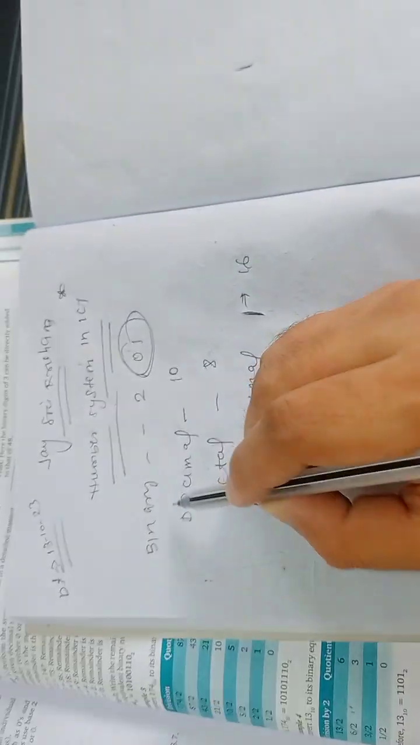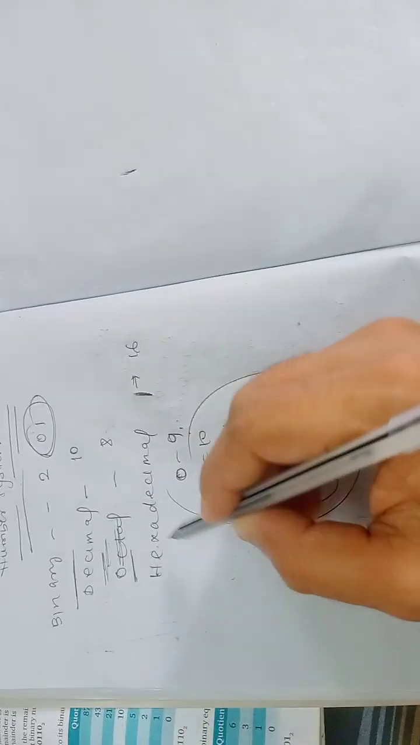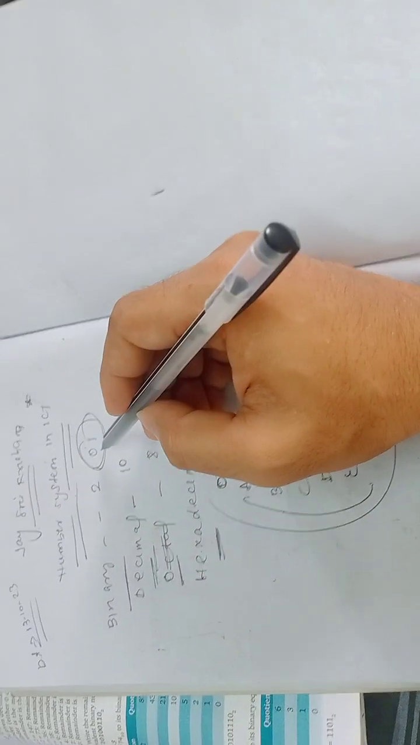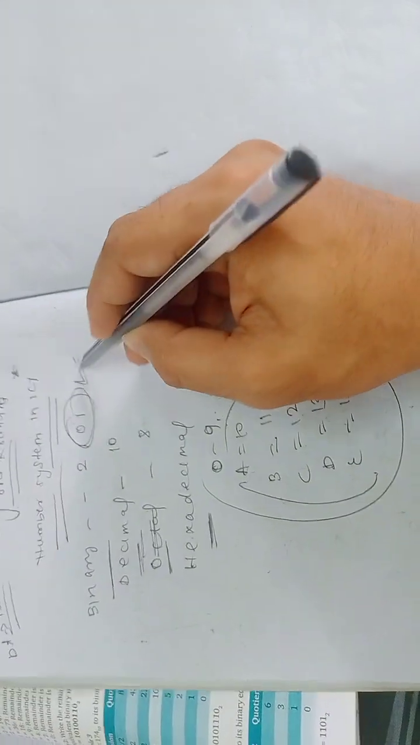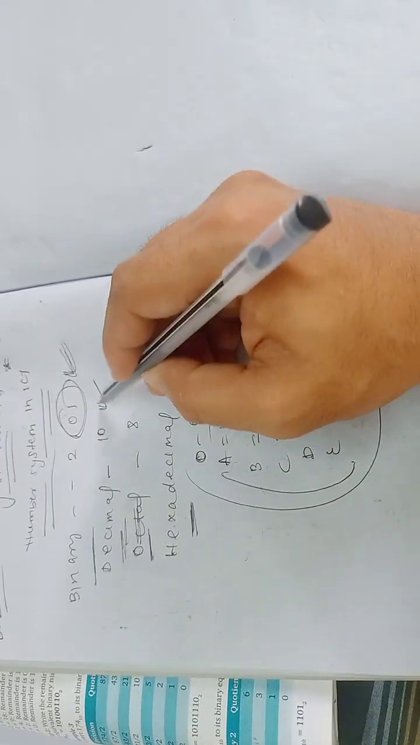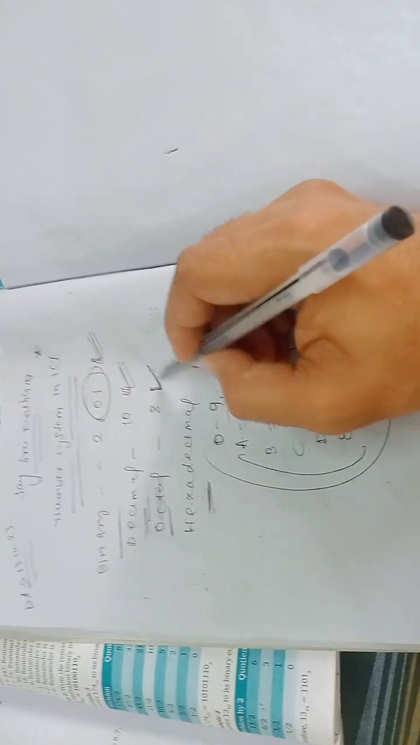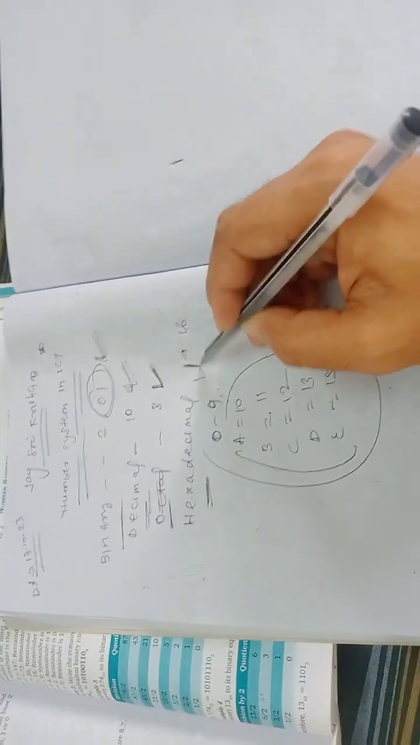So guys, the number system is basically a concern in ICT. There are a few values we need to understand in the ICT number system: binary, decimal, octal, and hexadecimal. The base of binary is 2, that means 0 and 1. The base of decimal is 10. The base of octal is 8. And the base of hexadecimal is 16.